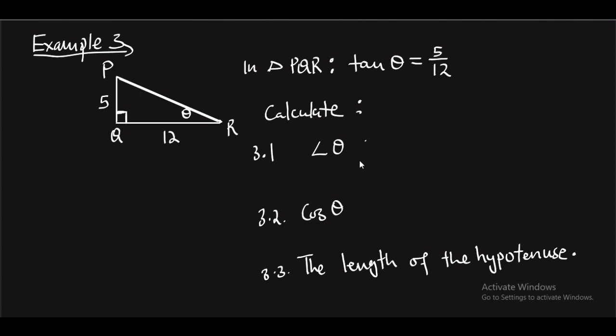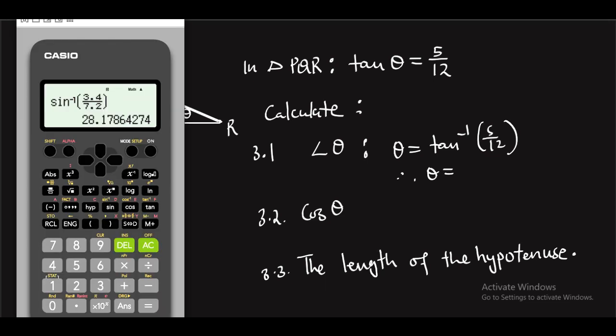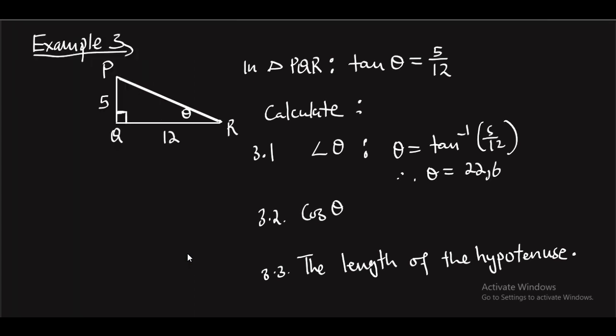From what was given to us, theta is the same as arctan of 5 divided by 12. Therefore theta is equal to arctan of 5 divided by 12. We get 22.62 degrees.